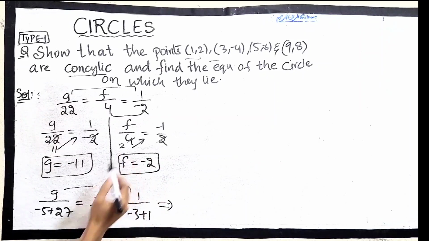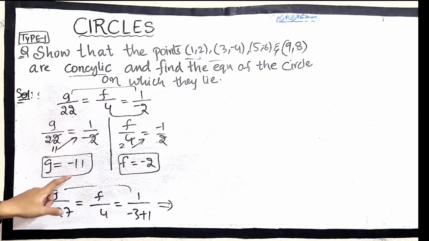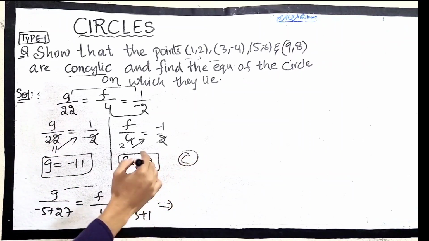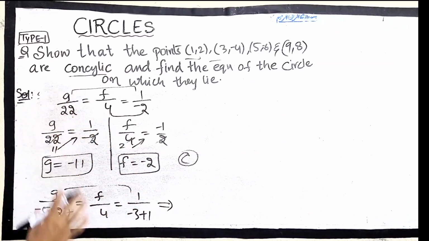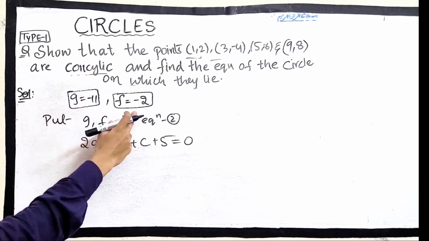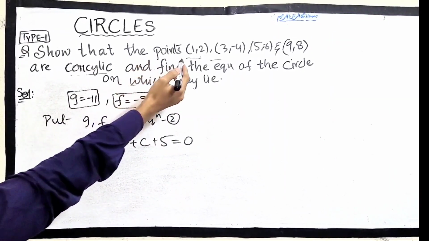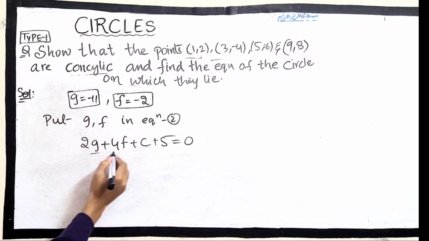So you got the unknowns g and f, which means these are the centers of the circle. So just you need to find the c. What is the term c in that equation? So you just substitute g and f values in equation 2 or equation 3 or equation 4. So I am putting the values g comma f in equation 2. We got equation 2 when we substituted 1 comma 2 in equation 1. So this is equation 2, just need to substitute g and f values.